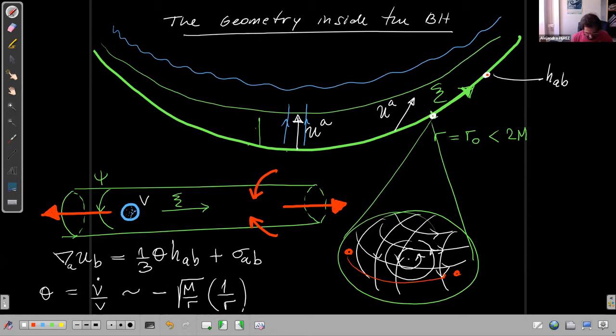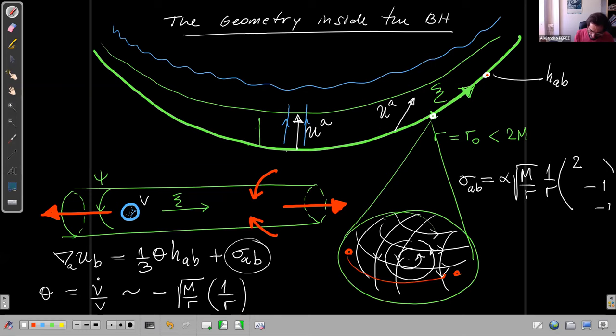So this is telling you that the expansion is blowing up because you are shrinking towards this singularity, but you get more information if you look at the structure of sigma. This is a tensor now. And if you go to an orthonormal frame, this tensor sigma looks like some positive constant alpha times the square root of M over R times one over R again, times a tensor that has eigenvalues two, minus one and minus one. So this is exactly telling you, the shear tells you how an initially spherical pencil of geodesics deforms into an ellipsoid.